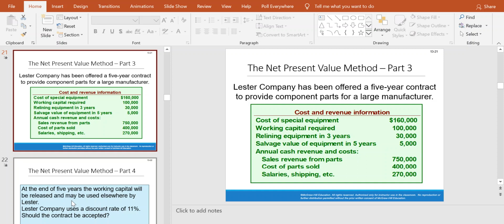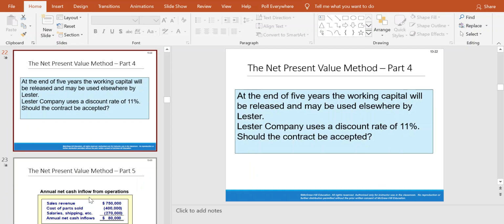Lester Company has been offered a 5-year contract to provide component parts for a large manufacturer, and these are the details of this data right here. We have the cost of the equipment, working capital, relining equipment, salvage value of the equipment, and annual cash revenue and costs here. At the end of 5 years, the working capital will be released and may be used elsewhere by Lester. Lester Company uses a discount rate of 11% should the contract be accepted.